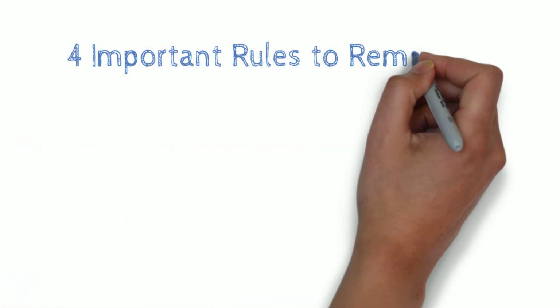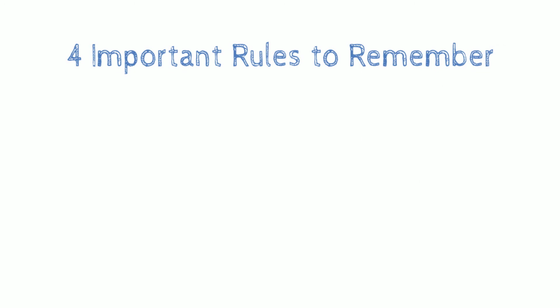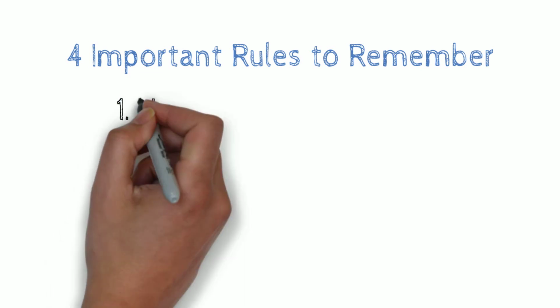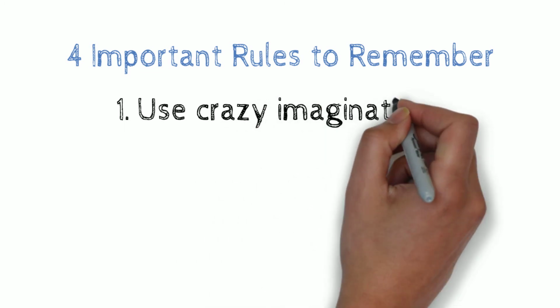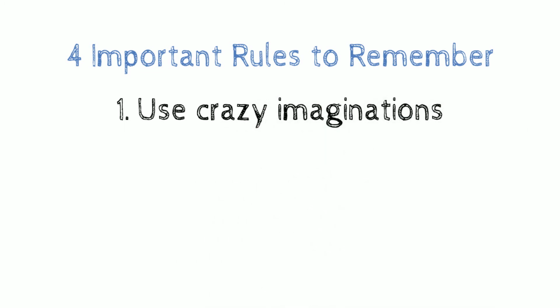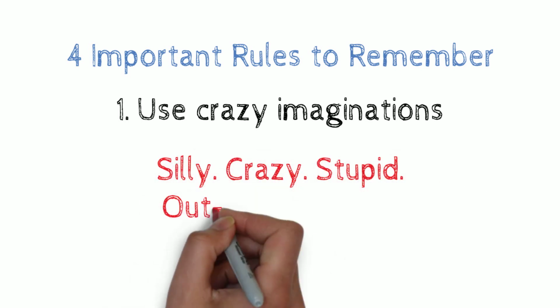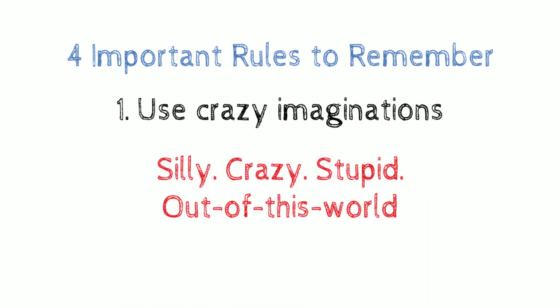You might have noticed how crazy our imaginations were. I mean, we could have imagined each of those things normally, logically, but that's not how your memory works. When you make your imaginations crazy and out of this world, you remember more clearly. That's the first and most important rule to remember. Don't use normal, logical imaginations. Make them silly, crazy, stupid, out of this world. That way, you'll remember whatever you want with stunning clarity.